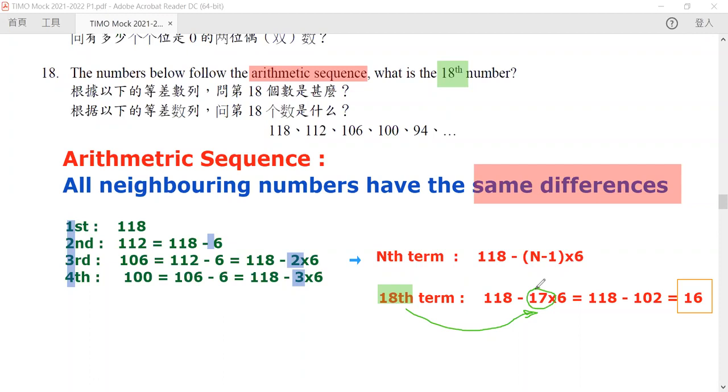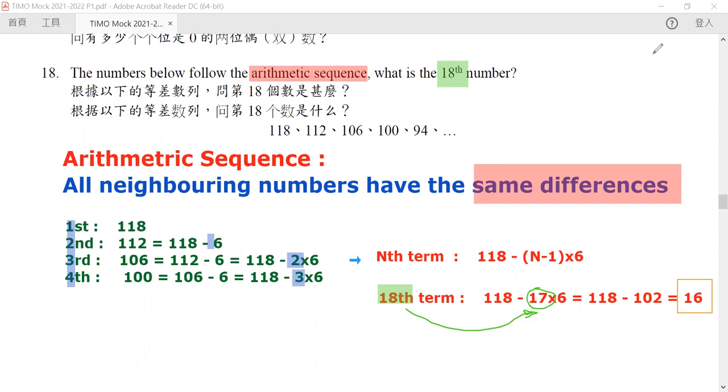Our first term, of course, you don't need to subtract any of it. It will be equal to the first term, but for our second term, you need to subtract 1 of the common difference. For our third term, you need to subtract 2. And for the fourth term, you need to subtract 3. And hence, by this logic, our 18th term, you need to subtract 17 of the common difference, which is 6. So this is our question 18.